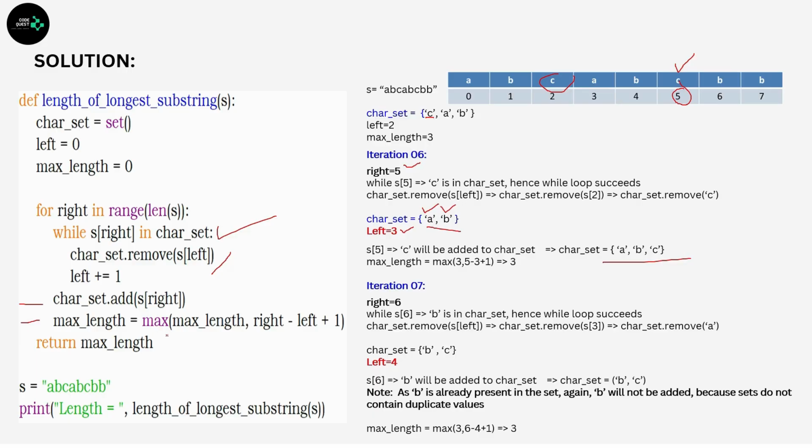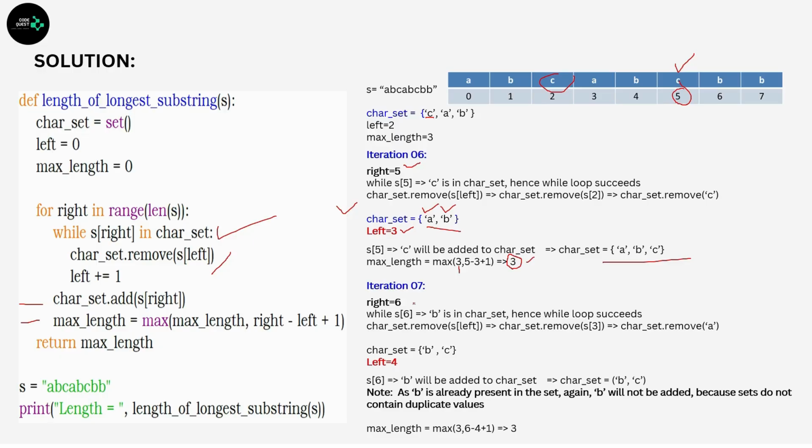Now calculating the max length, once again max of, this is your max length as of now, that is your 3, comma, what is this 5? The right, minus what is left? 3. So 5 minus 3, 2, 2 plus 1, 3. So 3 comma 3 means once again the max is going to return 3 only. So by the end of your iteration 6, max length is still holding 3.